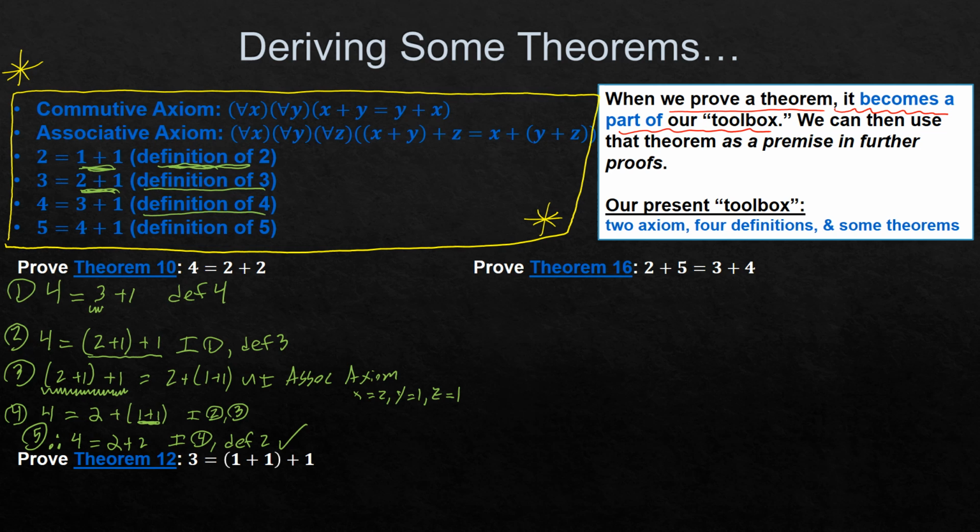What about Theorem 12? We want to prove that 3 is equal to parentheses 1 plus 1, close parentheses, plus 1. We can do this in just one line because, after all, we know the definition of 3.